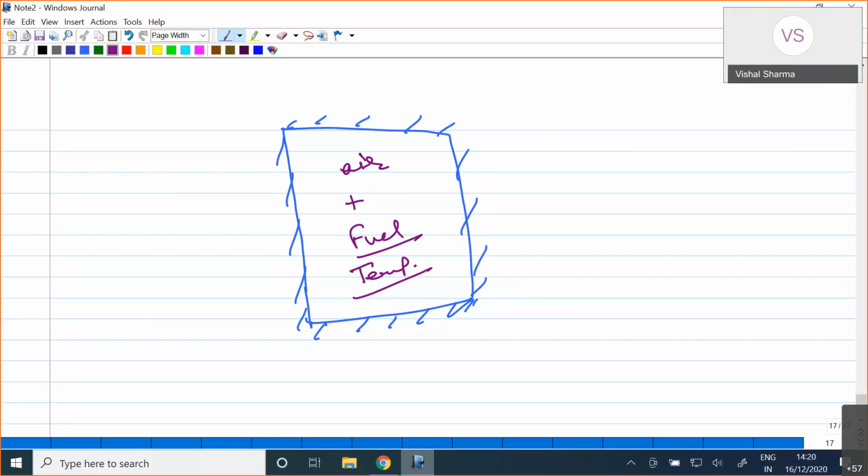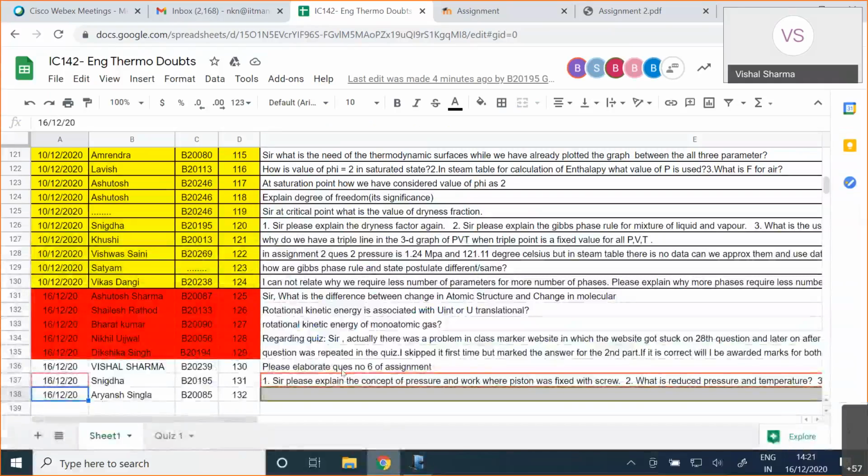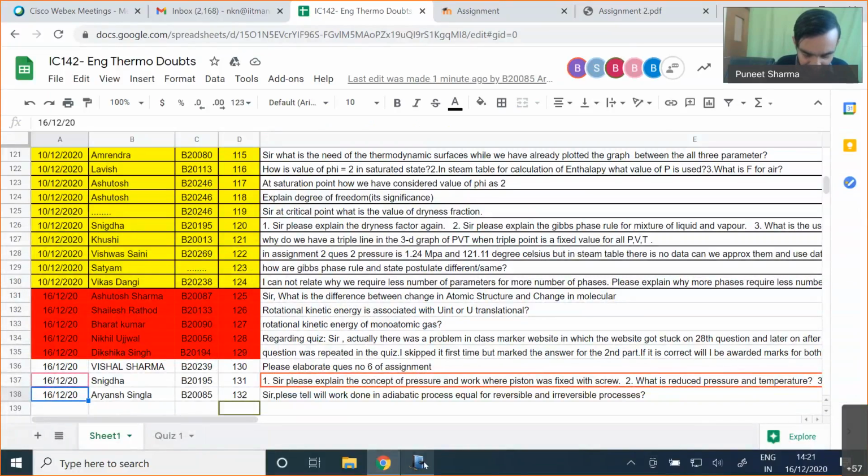Now, I think I have taken all the questions which are related to the quiz. Now, let me take up the questions for today's doubt clearing session, whatever you have posed. So the first question for today is, please elaborate question number 6 of the assignment. So let me now take up question number 6.